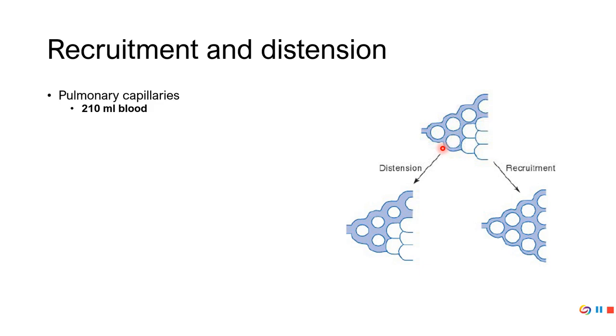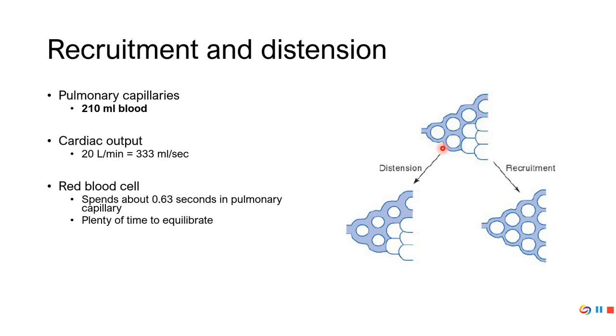We can triple the volume in our pulmonary capillaries. So we'll say 210 mils, cardiac output's 333 mils per second. So that means a red blood cell spends about 0.6 of a second inside of a pulmonary capillary during exercise. And this is pretty intense exercise. So there's lots of time to equilibrate. We could even double that, almost double that, and still have enough time.